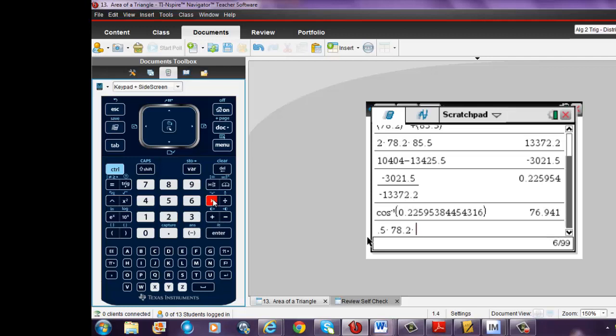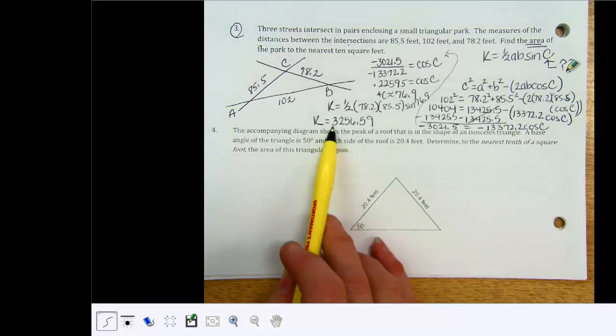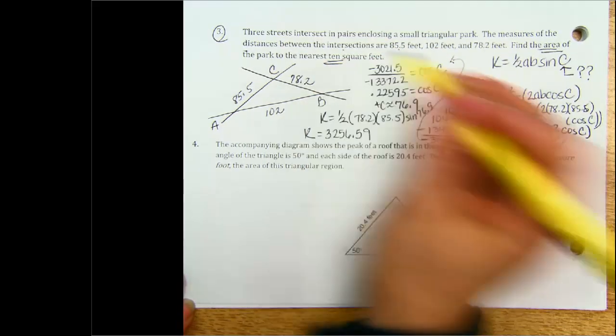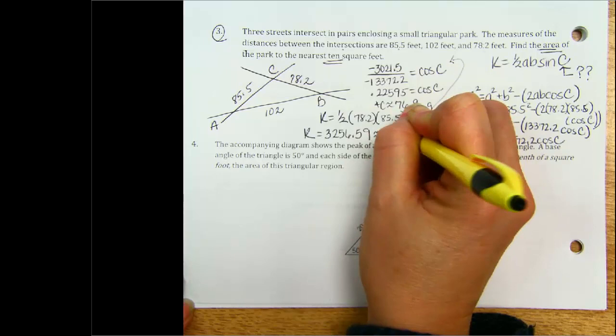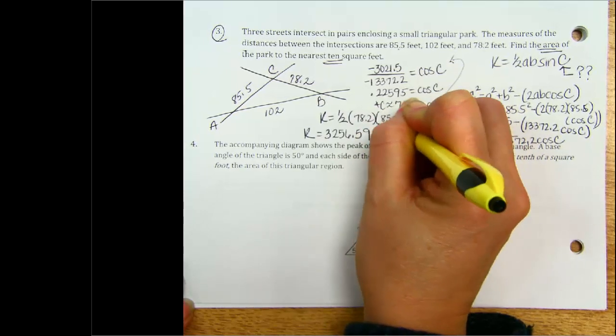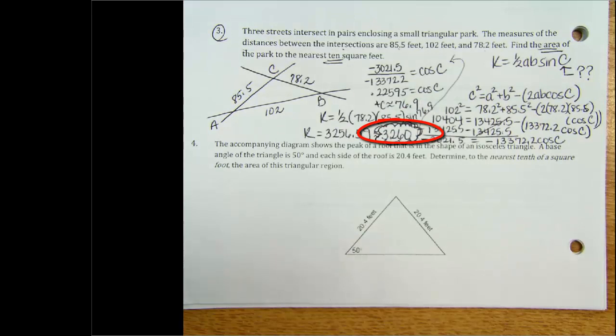Go back to my scratch pad and type that in. Remember, save yourself time by using previous answer, arrowing up, and copying and pasting. And the area of this triangle, rounded to the nearest 10 square feet, is 3,260. Please remember, you need to read carefully with rounding. Every rounding error on a Regents exam, or my exam for that matter, is a 1-point deduction. Be very careful rounding.